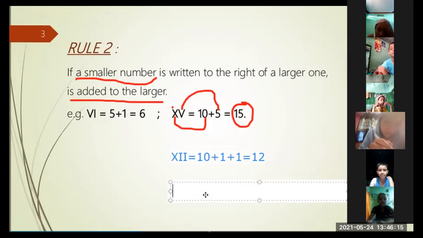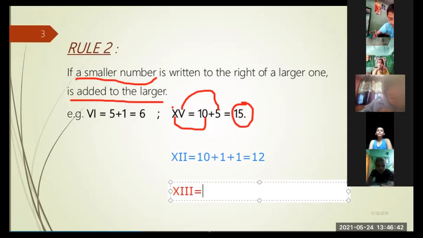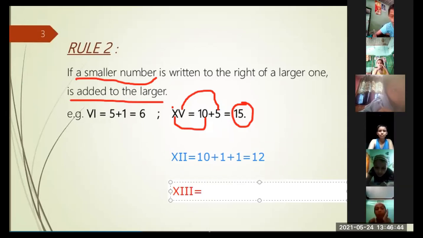So one more example I am showing. Just see, and after that you give me the answer. Correct? Okay. Yes, sir. So wait, let me show you. XIII. Now tell me, Rehan Ahmed. Unmute yourself. 13? Yes, the answer is 13.